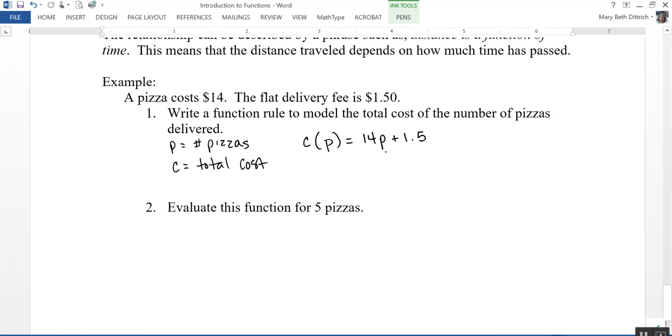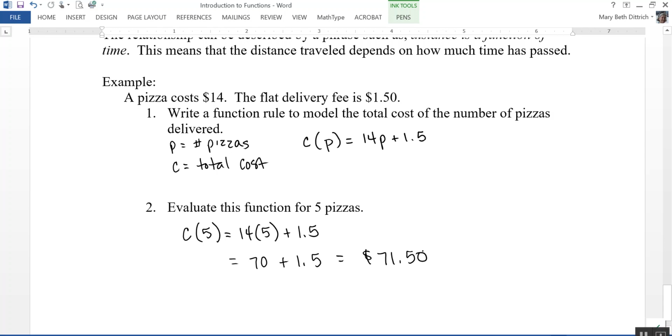Now I want to evaluate this function for 5 pizzas. In other words, what is c of 5? So that's going to be 14 times 5 plus 1.5, or 70 plus 1.5. Remembering this is money, $71.50 for 5 pizzas.